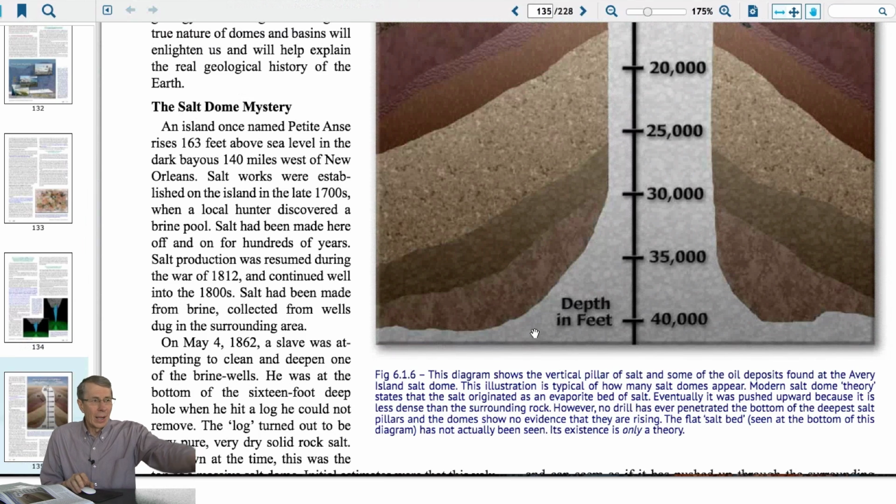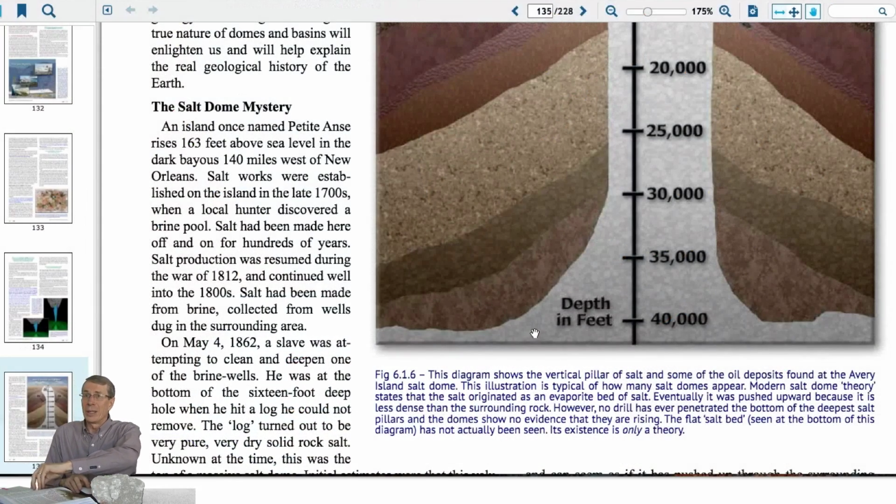Let's go ahead and show you. Here's another example of these salt domes. This is a chunk of salt. We normally don't see a piece of salt this large. It's very common, obviously, when you go to salt domes, because the entire mine is full of this salt.